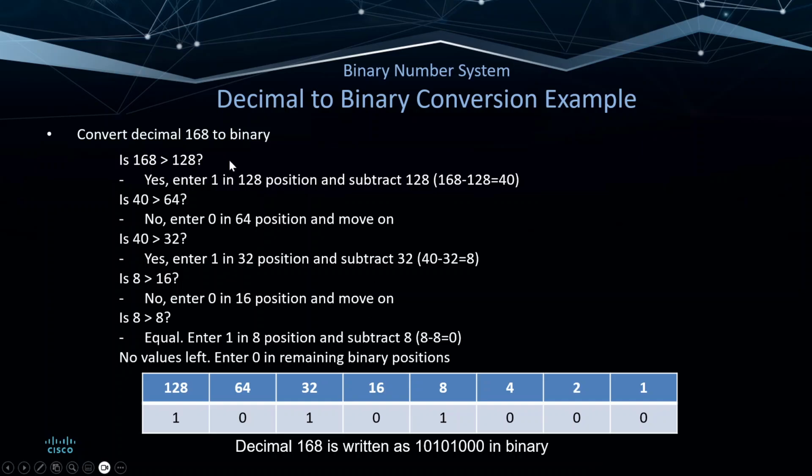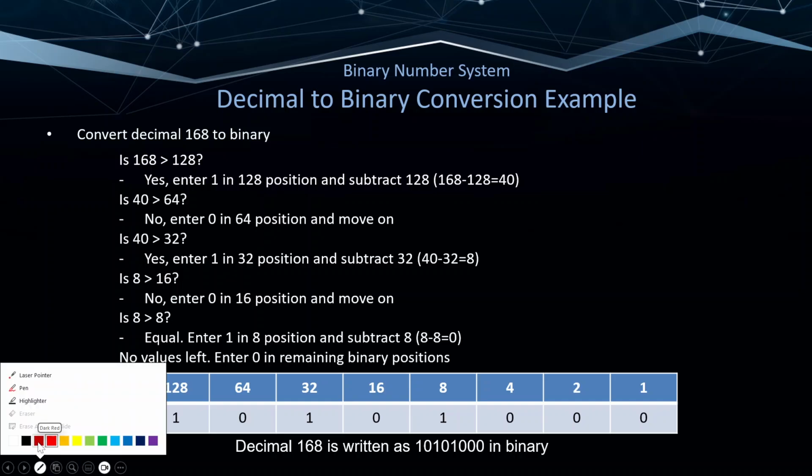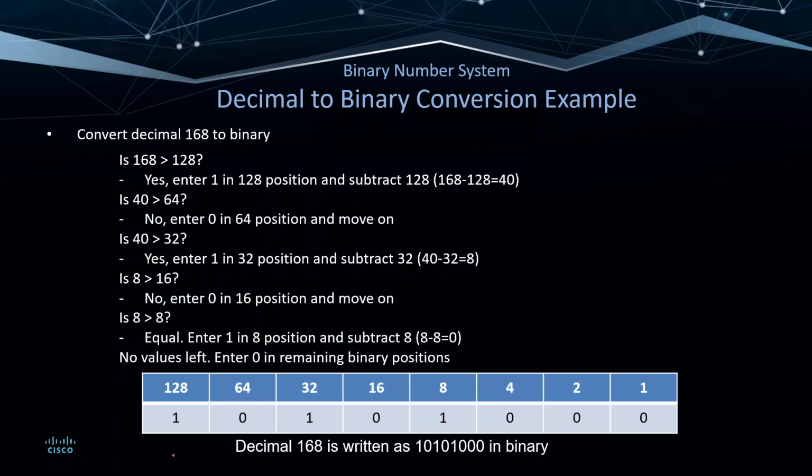So I'm going to grab my pen here. Let's use red color. As you can see here, this is 2 to the power of 0. So base of 2 means 2 to the power of 0. Decimal is base 10: 10 to the power of 0, 10 to the power of 1, 10 to the power of 2, and so on. 2 to the power of 0 equals 1. 2 to the power of 1 equals 2.